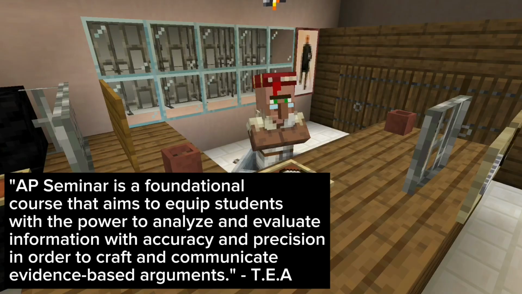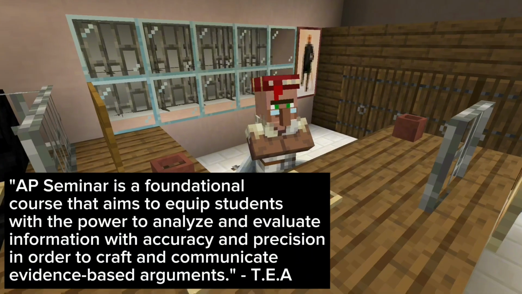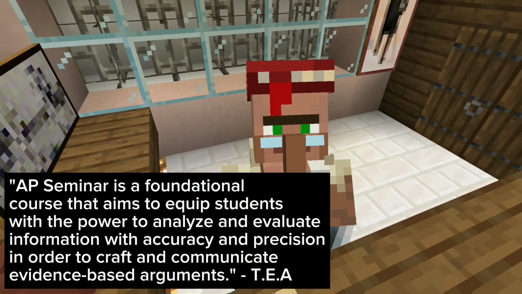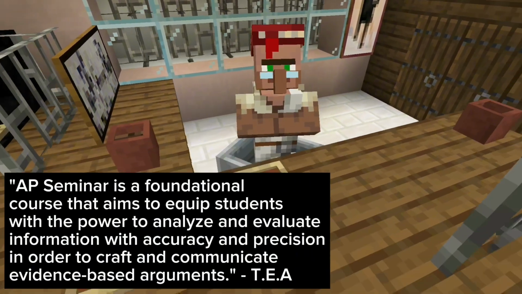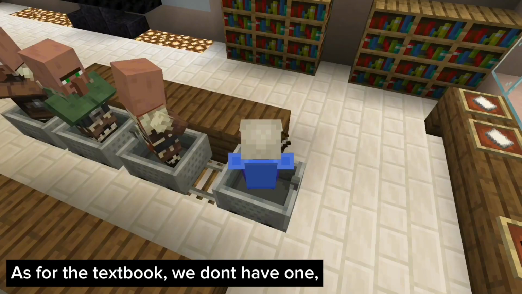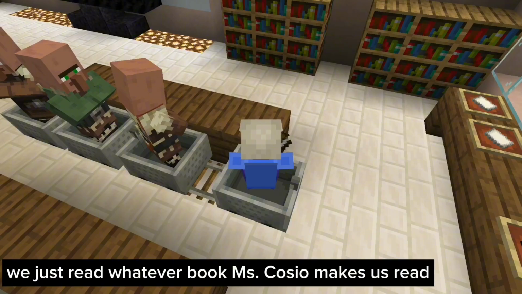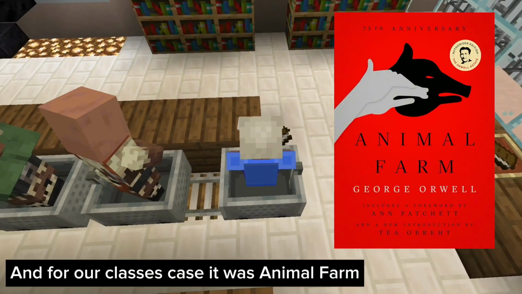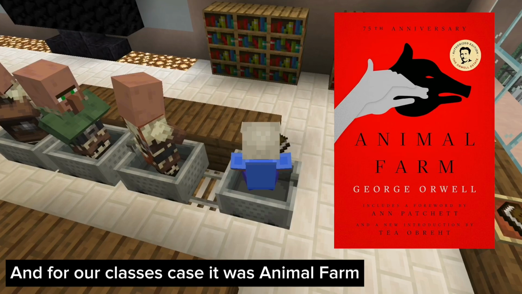AP Seminar is a foundational course that aims to equip students with the power to analyze and evaluate information with accuracy and precision in order to craft and communicate evidence-based arguments. The teacher for this course is Ms. Cosio. As for the textbook, we don't have one, we just read whatever book Ms. Cosio makes us read, and for our class's case, it was Animal Farm.